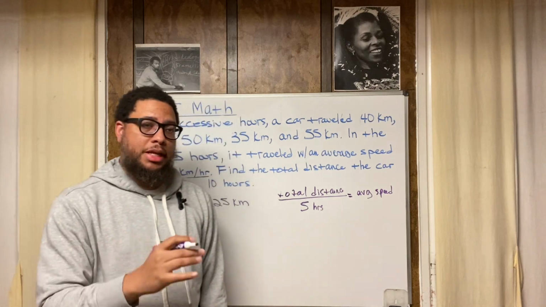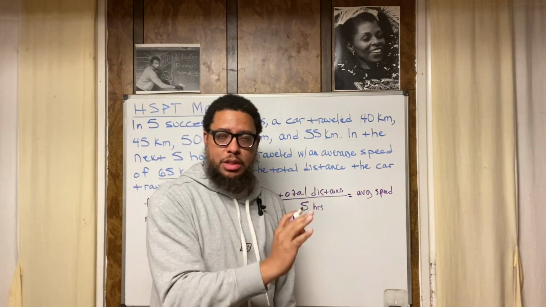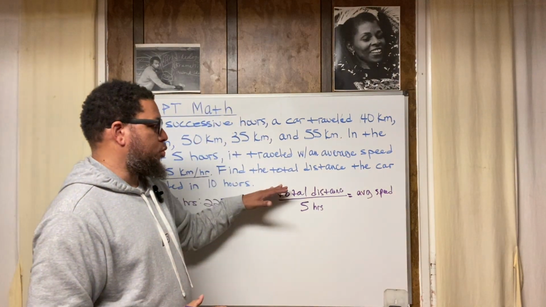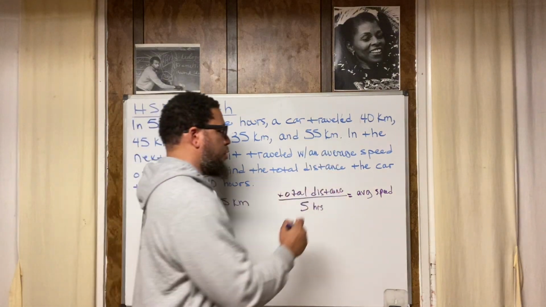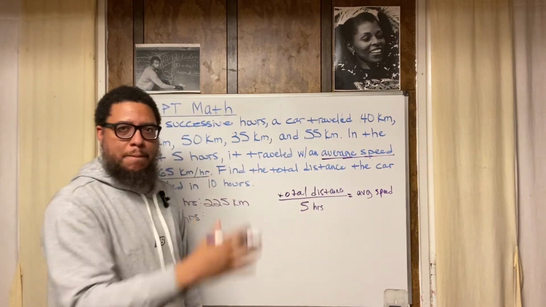Now, that doesn't mean that they actually drove 65 kilometers per hour for each of those 5 hours, but that's the average. That's what you get if you were to take the total distance and divide it up into equal parts. That's what the average speed would be. Average speed deals with equal parts.